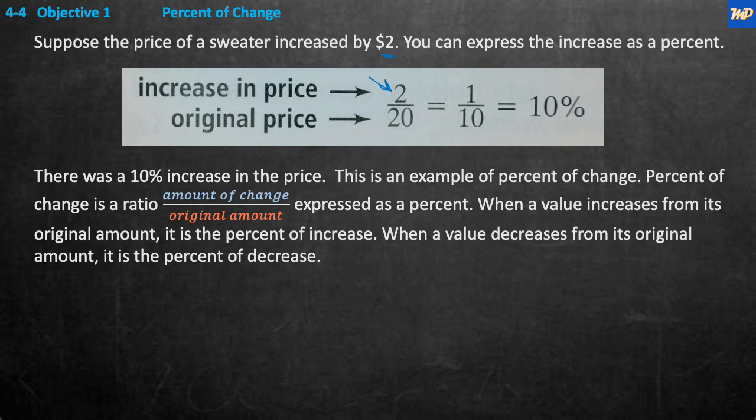1/10 is equal to 0.1. And to change this to a percent, you multiply by 100, right? So it would be 10%. Okay? There was a 10% increase in the price. This is an example of a percent change. The percent of change is a ratio: the amount of change divided by the original amount, expressed as a percentage. When a value increases from its original amount, it is the percent increase. When the value decreases from the original amount, it is the percent decrease.